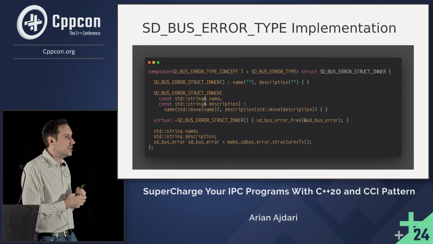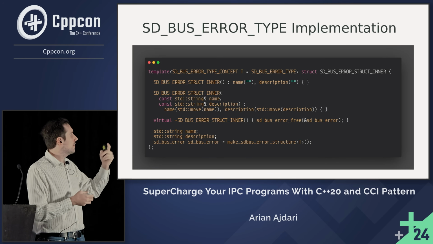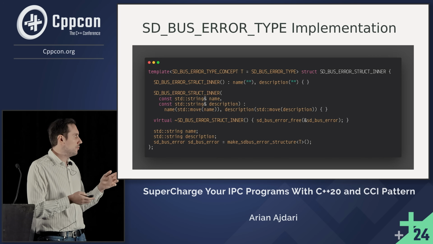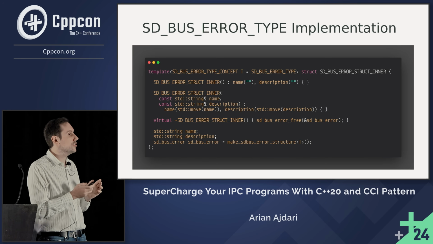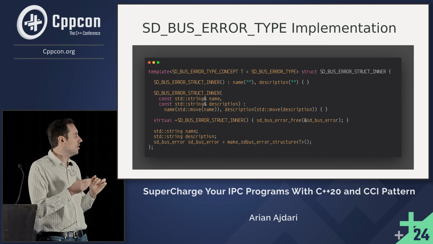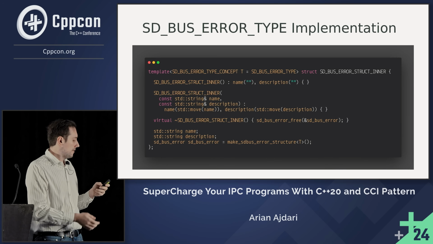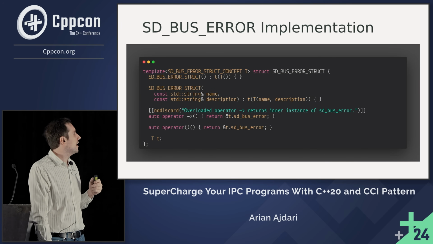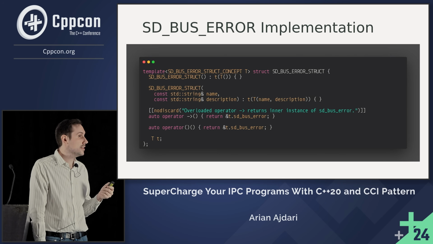Here is the implementation of the SD-bus error type itself. We make sure that the name and the description are started with empty strings. Then what this does is that it calls the overload, the const-char star overload, and it returns a null pointer. So we made sure that when you provide an empty const string, that it gets converted to a null pointer behind, as it should be. And here is the SD-bus error object itself, something that we are going to use in the function called SD-bus call method later.